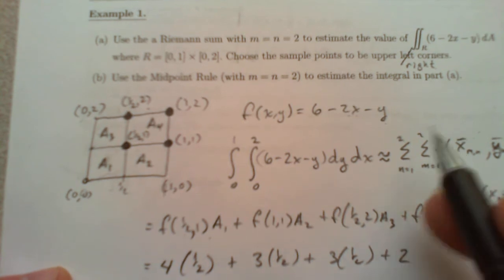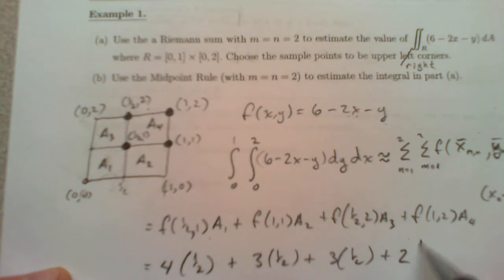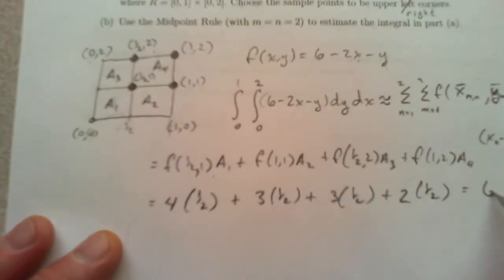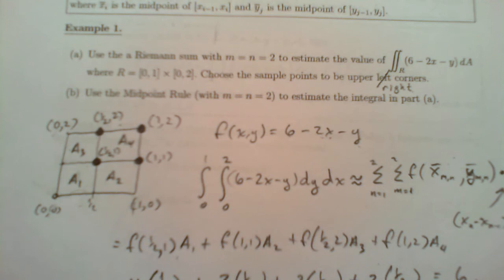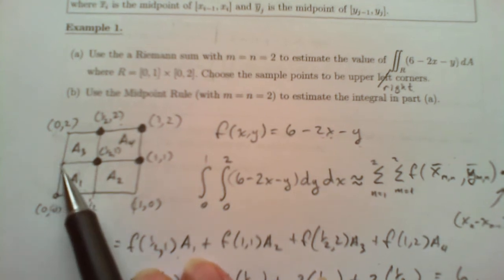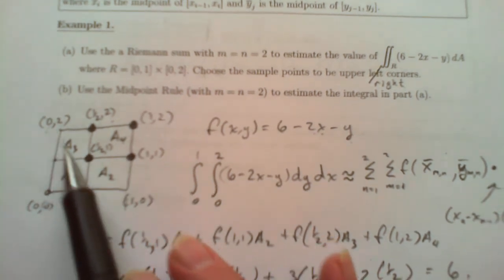Then 2 for whenever I plug in 1 and 2, and still 1/2. Then when you tally all this up, you're going to get 6. So, end answer 6 if I'm using the upper right corners, which it did say left, but I messed it up, so I just went with it. So that's the upper right corner. Upper left corner should have been that one right there, but it's the same computation, just plugging in those points instead.